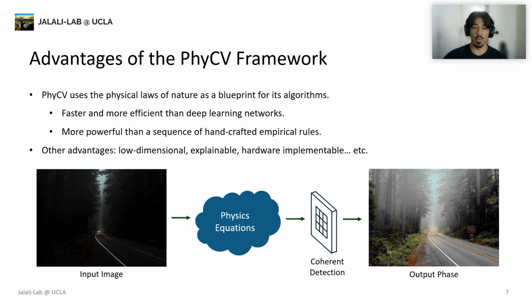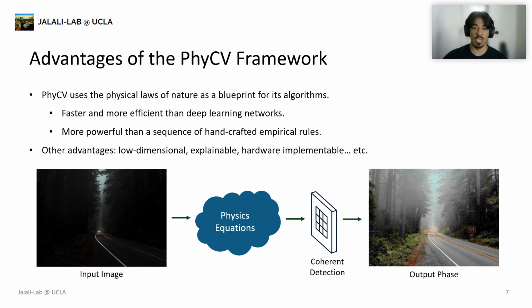The key is in the framework and approach used in its derivation. PhyCV is unique because it leverages the physical laws of nature as blueprints for its algorithms. Equations of physics are great at modeling complex phenomena in a low-dimensional manner. For example, take the classical physics equation F equals ma. This equation contains only one parameter, the mass, but still predicts a wide variety of phenomena.